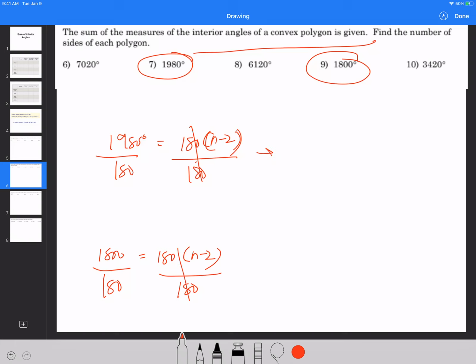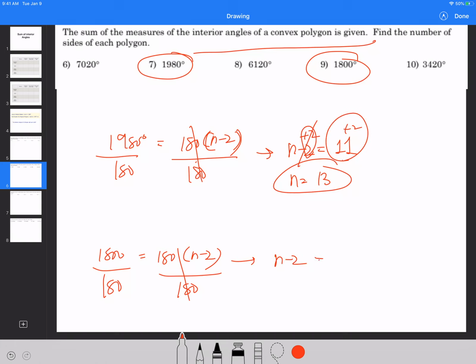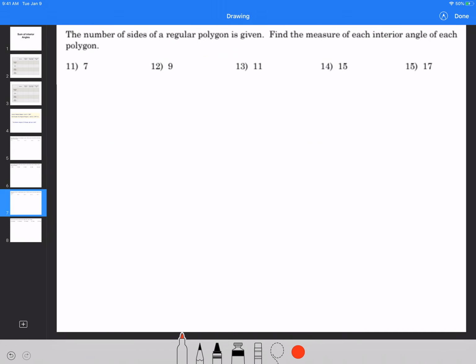Cancel these out. For this one, n minus 2 is equal to, I believe, 11. And then n is going to be 13, because if you add the 2 on both sides, these cancel out. 11 plus 2 is 13. This one, n minus 2 is 10, so n is 12. Okay, moving on. The number of sides of a regular polygon is given. Find the measure of each interior angle of each polygon.